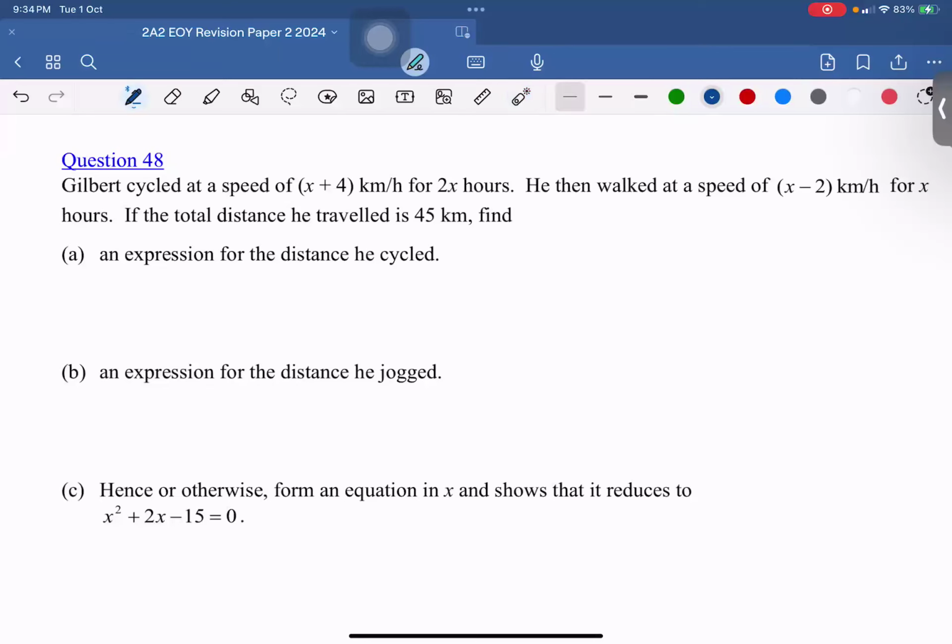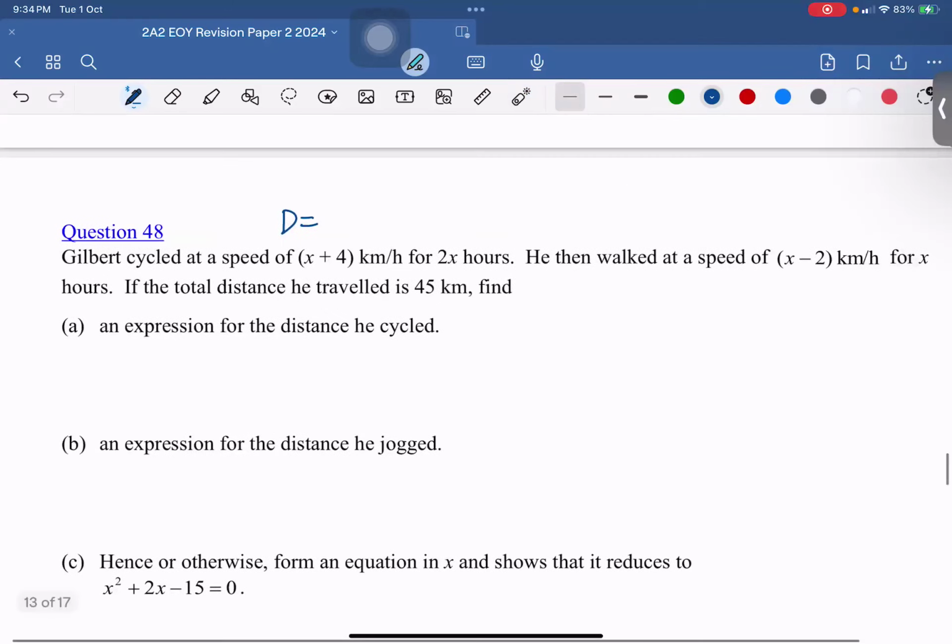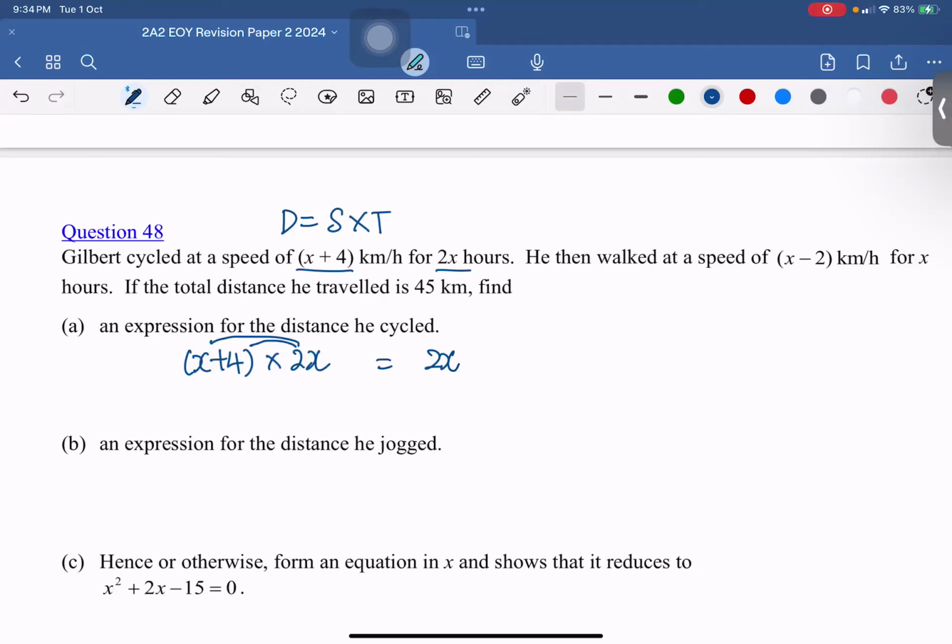Okay, this person cycles at the speed. Distance equals speed times time. The question has a speed and a time of 2 hours. So find the distance he cycled. Take the speed times the time, times 2. So multiply by 2: 2x squared plus 4, 8x kilometers. Next one, find the distance he jogged.